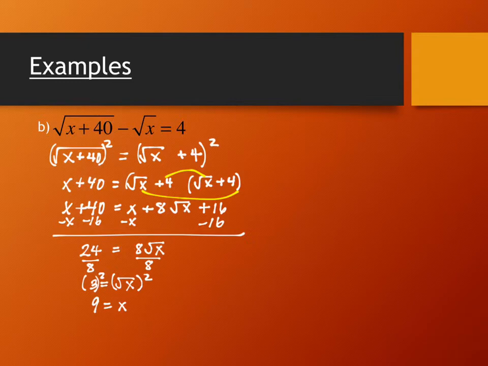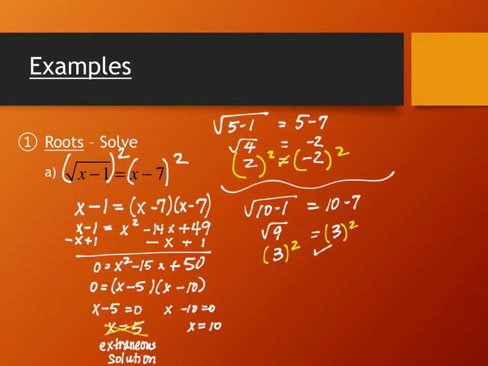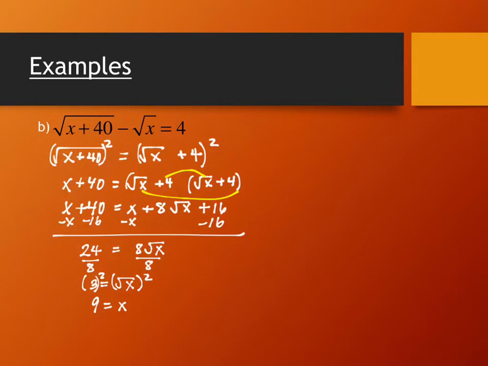So even if there's just one, over here I had 2 solutions and I had to check them both, right? And one worked and one didn't. Well, I could have had 2 work, I could have had 2 not work. Over here I've only got one solution, but it could still not work. So we need to check it in the original equation that was given.